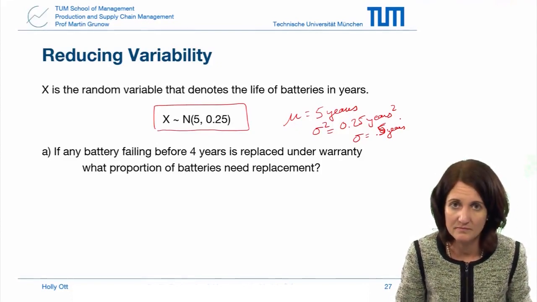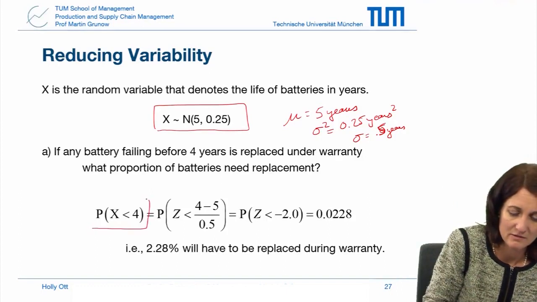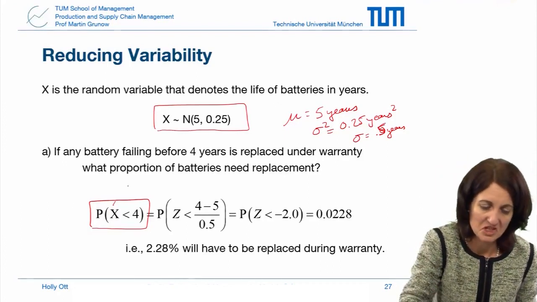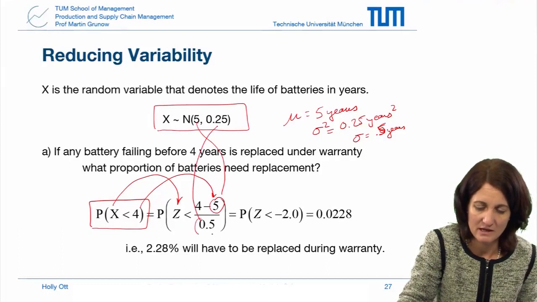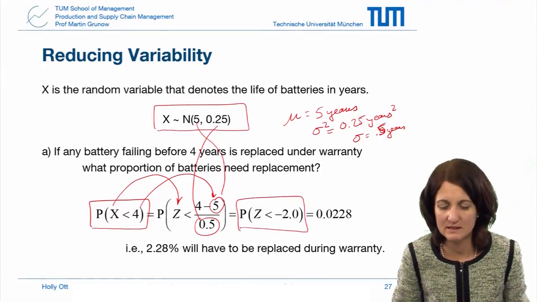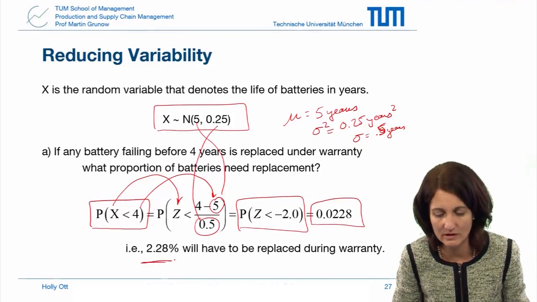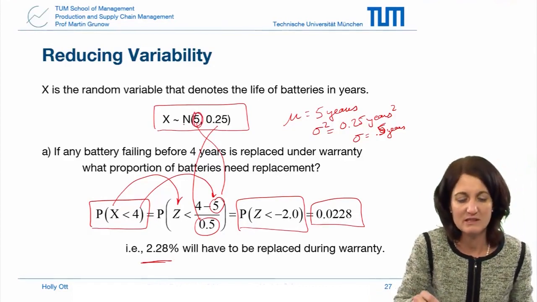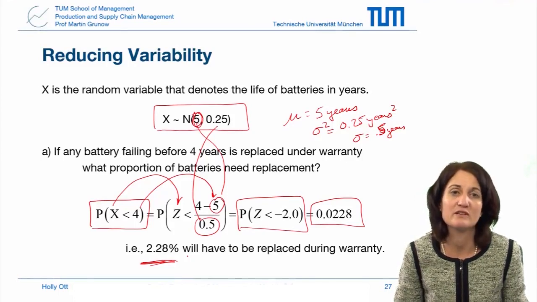So how do we look at this one? The first thing we want to do is write P of X less than or equal to 4. What proportion of our batteries will fail before 4 years? X becomes Z if we do our transformation with our mean and our standard deviation, 0.5 years. And we get the proportion that Z is less than -2, and we can look that up on our table, and we see that 2.28% will have to be replaced during the warranty, because most of them fail at 5 years, but our warranty is until 4 years, and there will be a small percentage that have to be replaced.